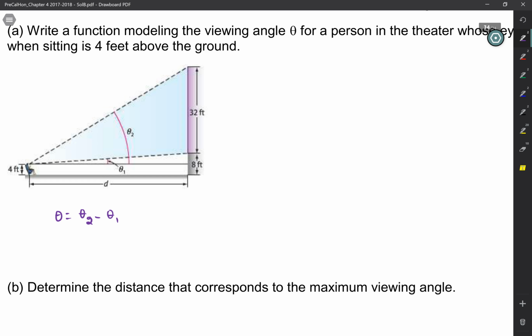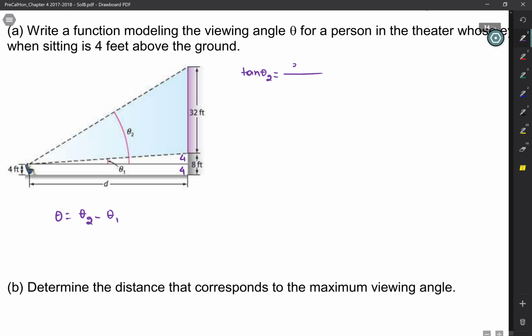So let's take a look at theta 2. How can we connect theta 2 to that horizontal length D? Now, if it's 8 feet here, and the screen starts 4 feet above you, so it's 4 and 4 here, right? So for theta 2, tangent of theta 2 is going to be 36 divided by d, right?